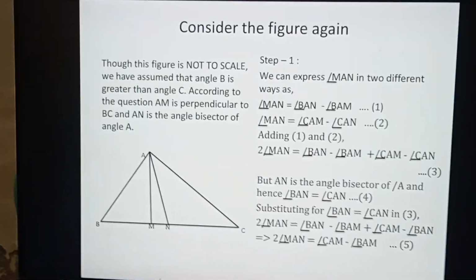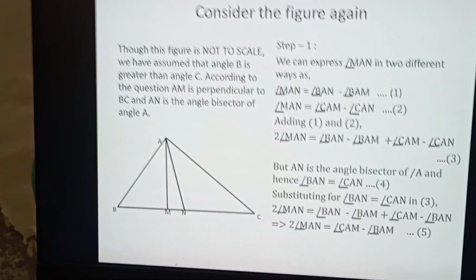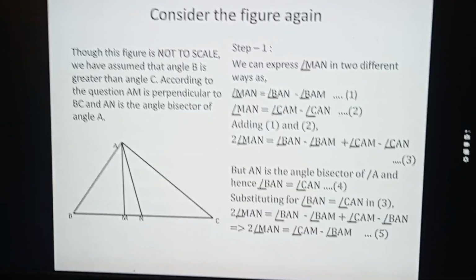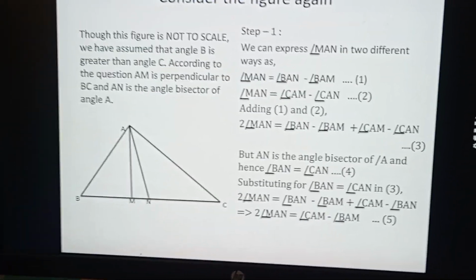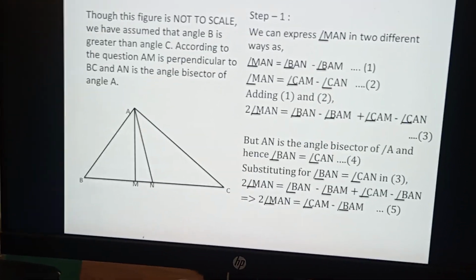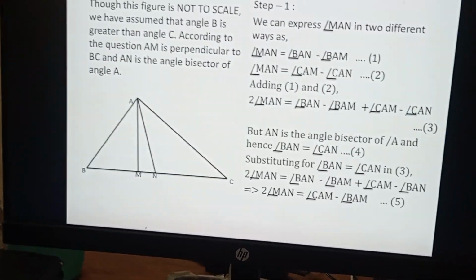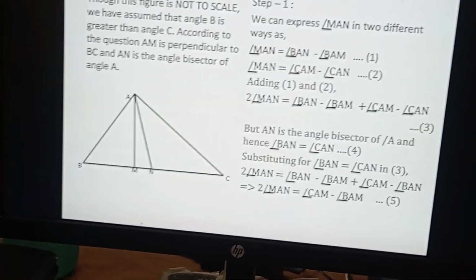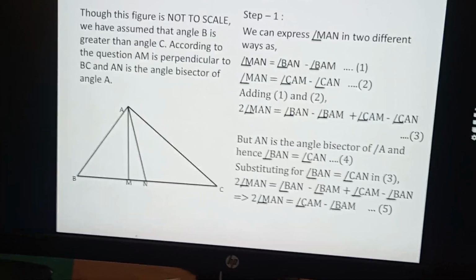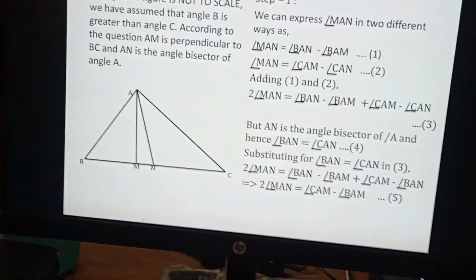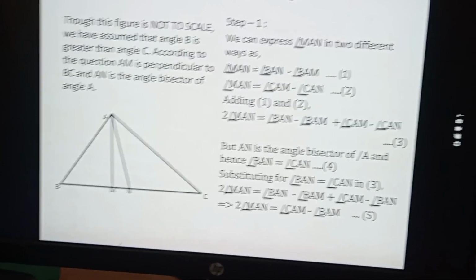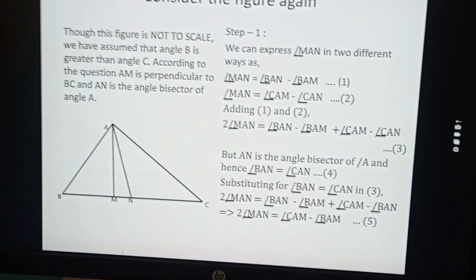Consider this figure again. Though this figure is not to scale, there is one small assumption here. We have assumed that angle B is greater than angle C, because according to the question, AM is perpendicular to BC and AN is the angle bisector of angle A, and it has to be proved that angle MAN is equal to 1 by 2 of angle B minus angle C. So that itself gives us a hint that angle B should be greater than angle C. Step 1.